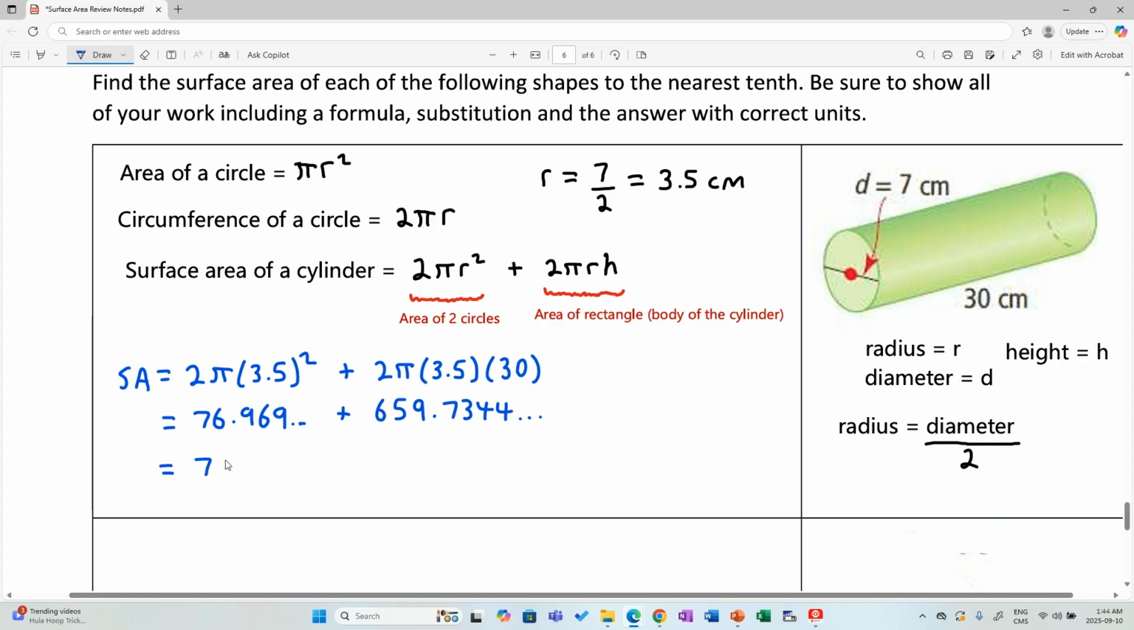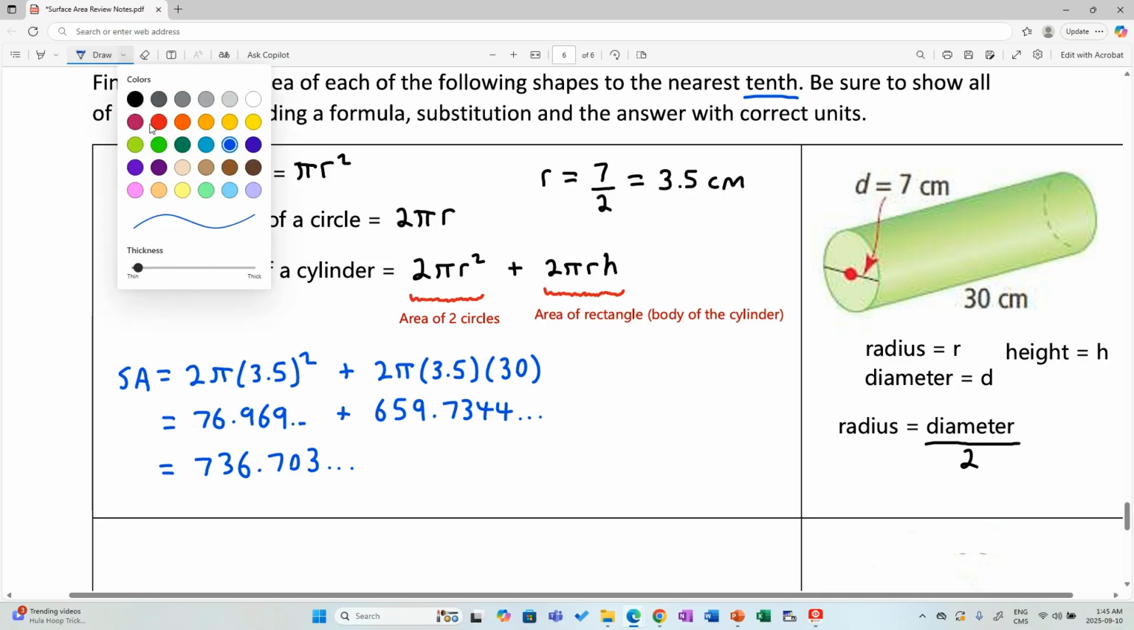My final answer is going to be 736.703... Notice how I'm carrying all of my digits on the calculator with me. I don't round to the nearest tenth here until I get to my final answer. Now this is my final answer, so this is where I want to round to the nearest tenth.